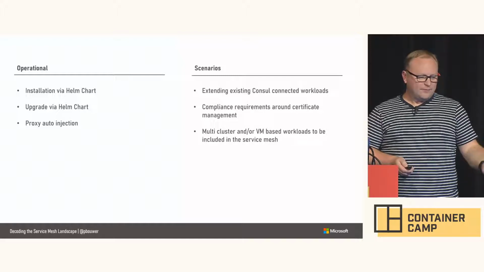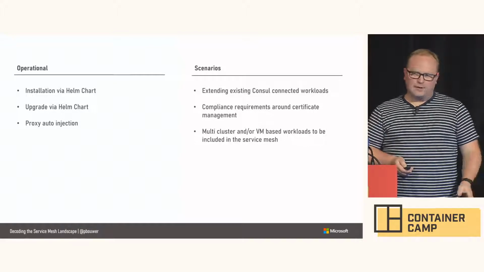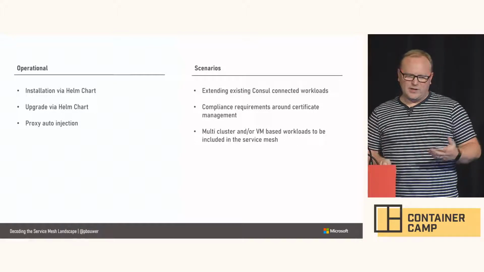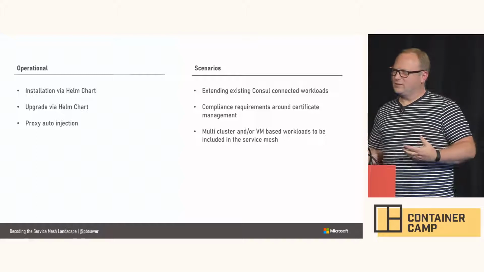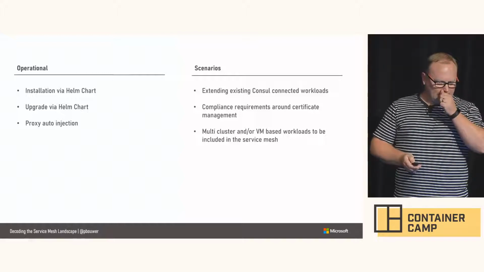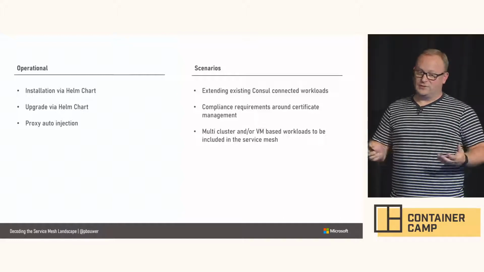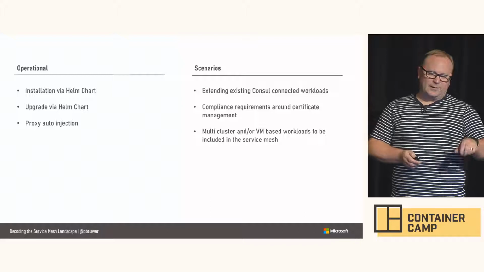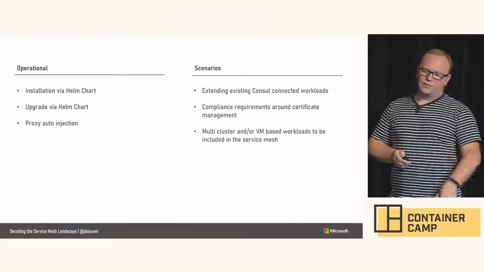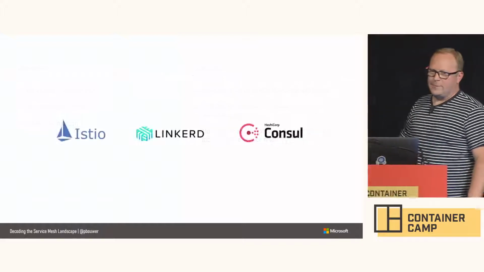Operationally, installation via Helm chart, and the proxies are auto-injected. Scenarios where this works best, if you have existing Consul-connected workloads, this is a natural extension. If you have strong compliance requirements around certificate management, this is also a no-brainer. And like Istio, if you have multi-cluster or VM-based workloads that need to be included in the same mesh, this is also a very good option.